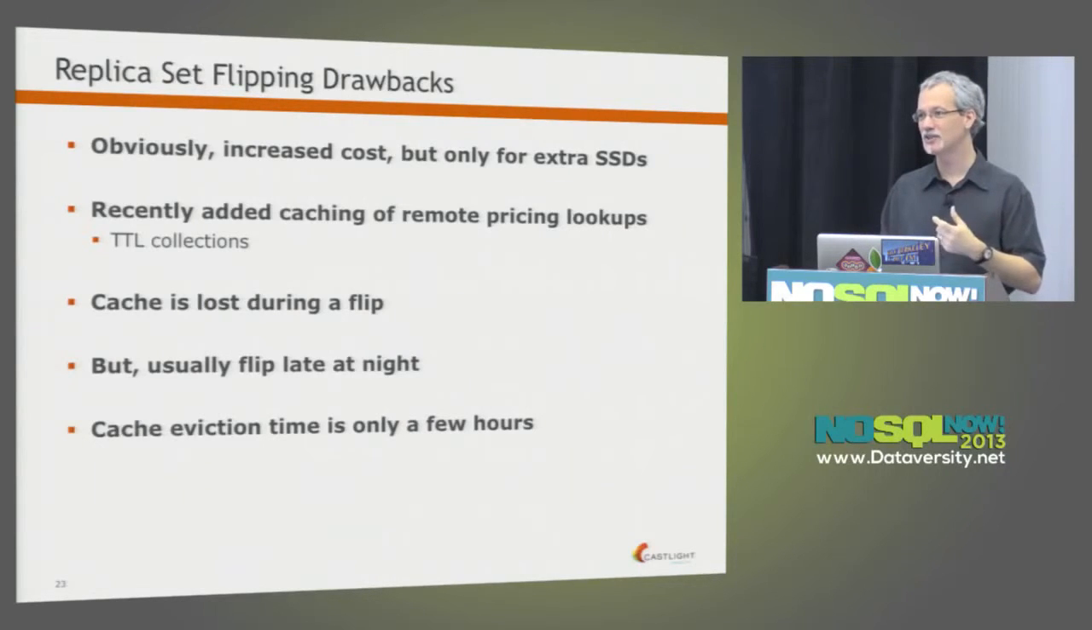So we started adding caching though as well, and so we're caching data from remote pricing lookups into these MongoDB instances. So of course I'm going to lose that when I flip. And MongoDB does have this really nice feature called TTL collections. We also have Memcache in our architecture, and so it's very similar functionality, evicting the item after a certain time that you set, but it was just nice to keep everything in Mongo. We do this flipping late at night, and it's only a 3-hour cache, so there's really not that much cost to basically flush the cache when I flip over.